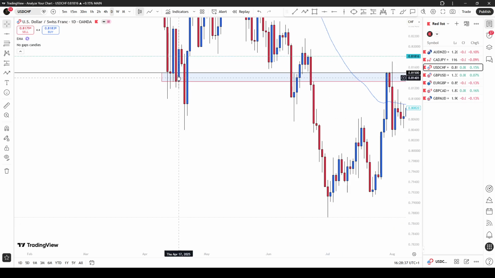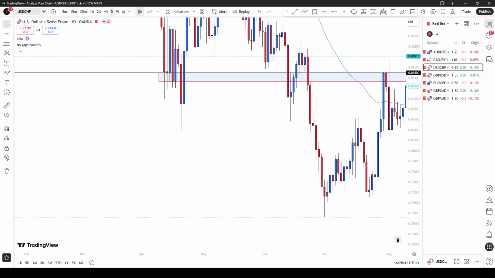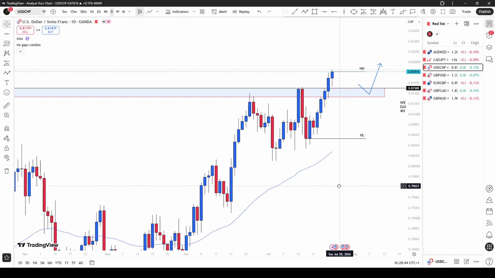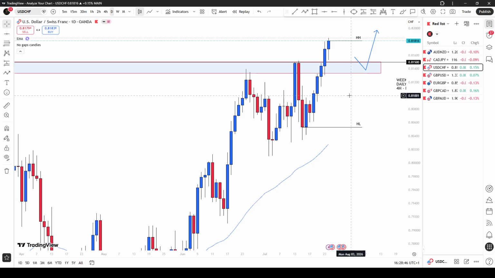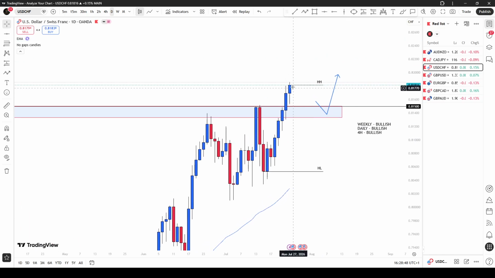So whenever we are up, we are using it as support to push up. Whenever we are under, we're using it as resistance. So right now we are up, and we are waiting for the retest to take the trade to the upside. Break, retest, take the trade to the upside, following the trend.